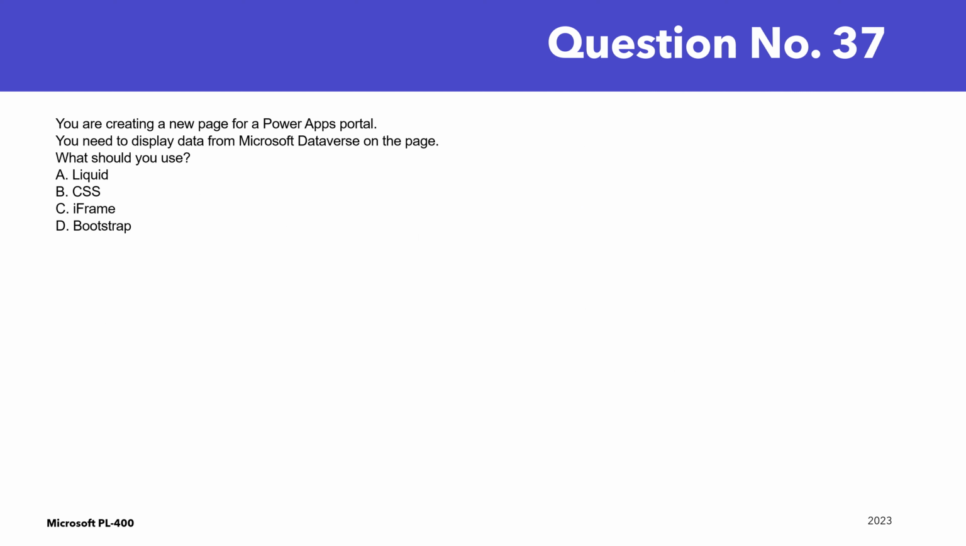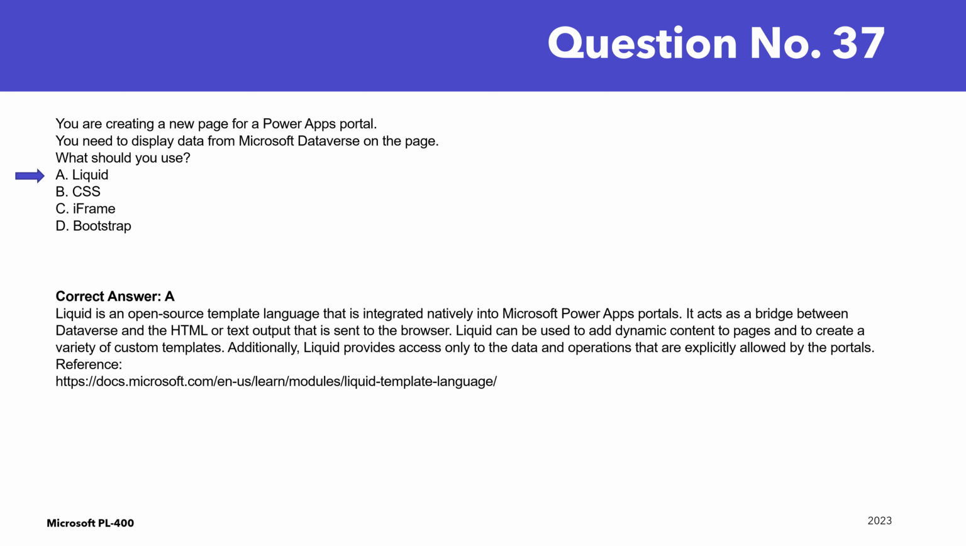You are creating a new page for a Power Apps portal. You need to display data from Microsoft Dataverse on the page. What should you use? A. Liquid. B. CSS. C. iframe. D. Bootstrap. Correct answer: A.